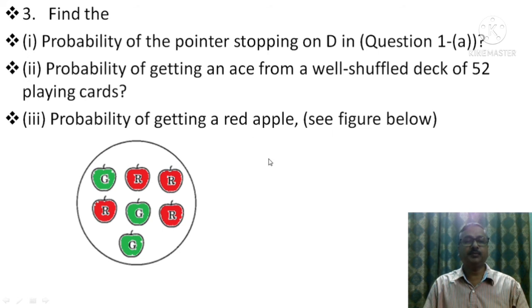The probability is always less than or equal to 1. It cannot be greater than 1. In a sample space, whatever the number given, there are 7 apples. We cannot choose more than 7 apples from this. So that's why it is either less than 1 or equal to 1.